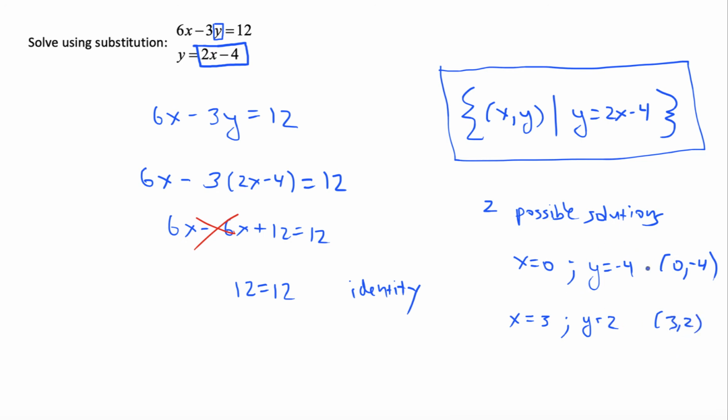Now, once again, these are just two of the many, many possible solutions that there are. But generally, this is how we would write the answer when we end up with an identity.